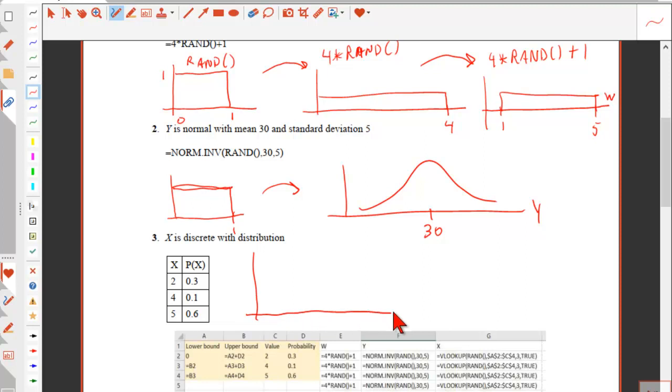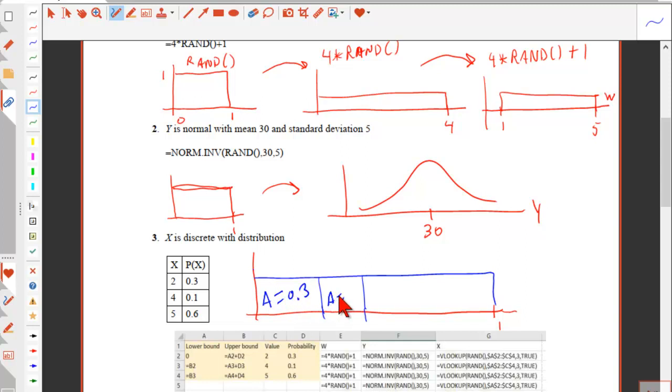We're going to take the interval 0 to 1. I'm going to draw it way stretched out here, and what I would like is to cut it into several pieces like this, so that this has area 0.3, this has area 0.1, and this has area 0.6.